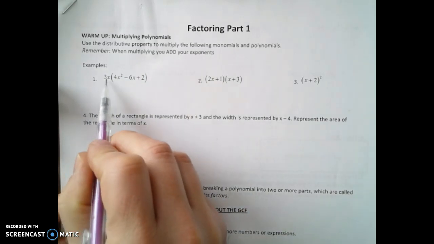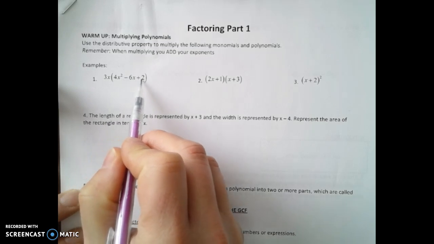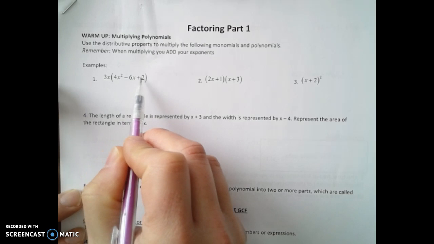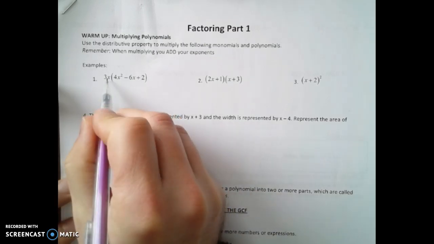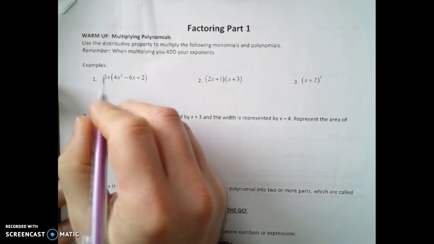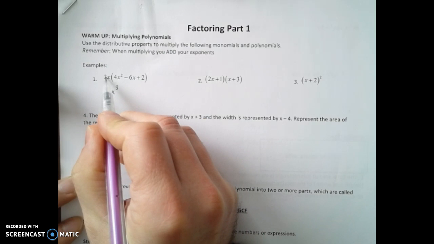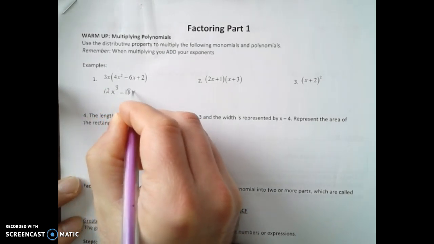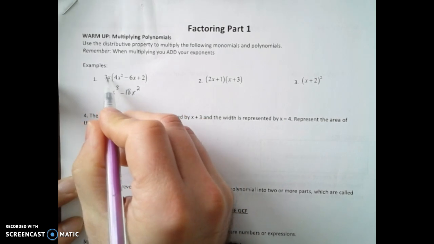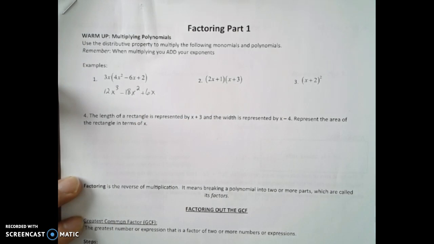So I'm going to multiply 3x by 4x squared minus 6x plus 2. This 3x is going to multiply each part of the second polynomial in parentheses. So 3x times 4x squared is going to be 12x to the third. Then 3x times negative 6x is going to be negative 18x squared. And then 3x times positive 2 is going to be positive 6x.